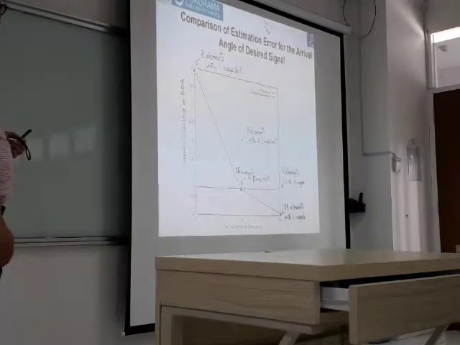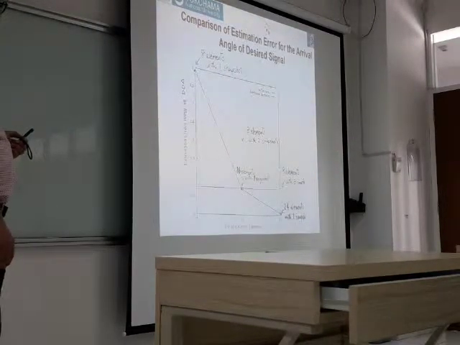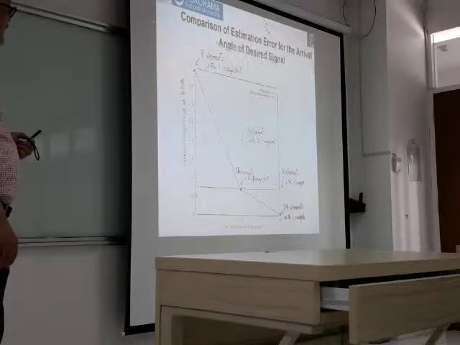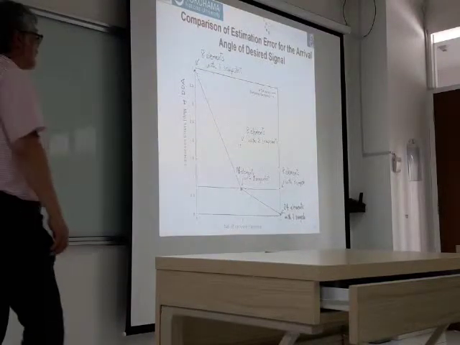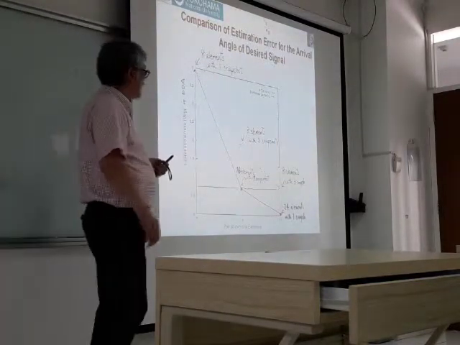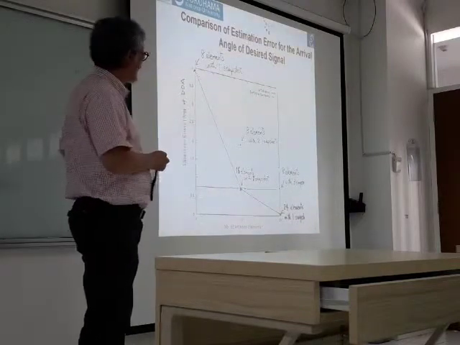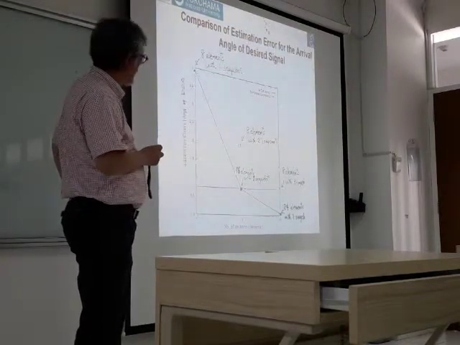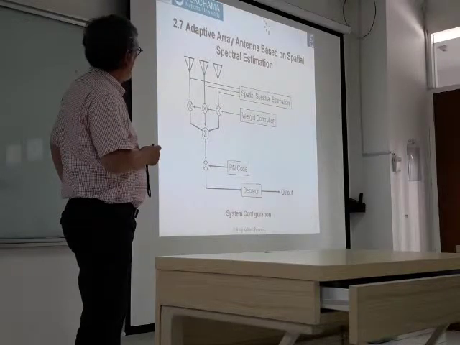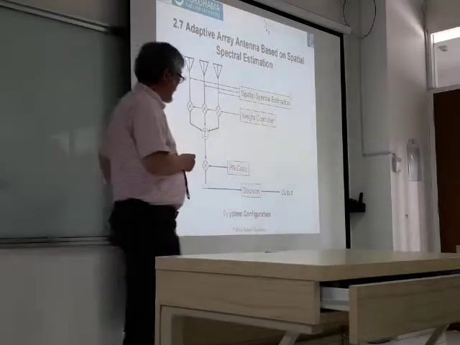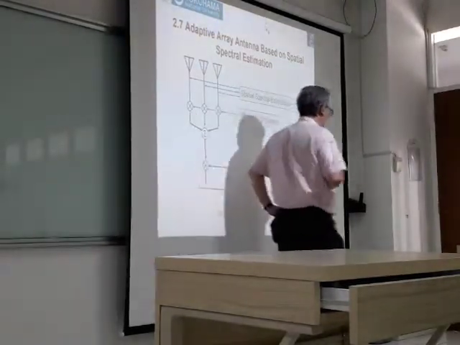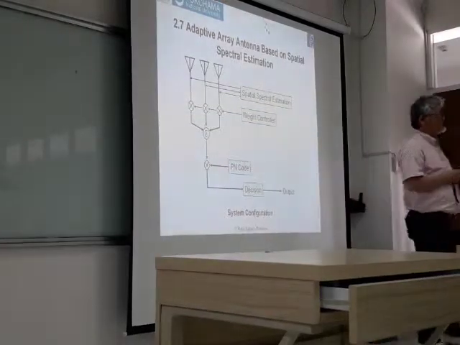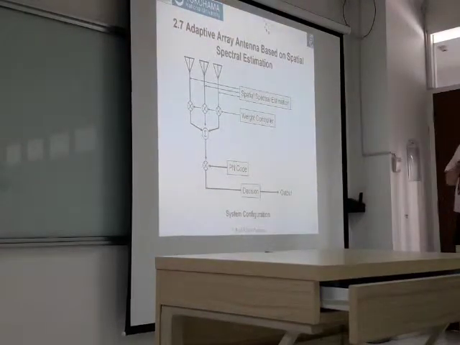And then I published a journal paper and also published a book, Springer. No, it's John Wiley and Sons. Like that, the array antenna, also the kind of spatial estimation, spatial spectrum estimation type.